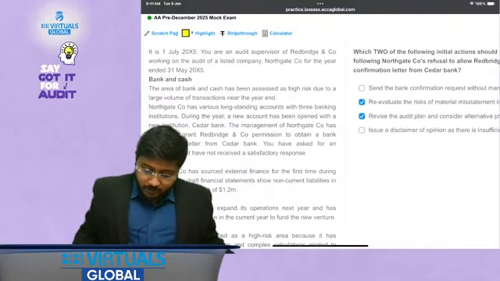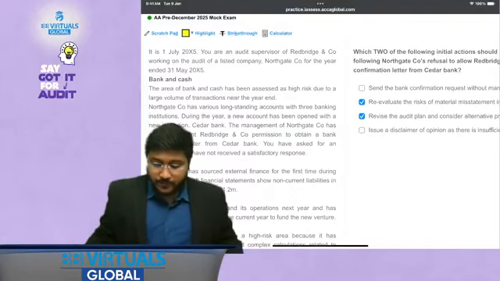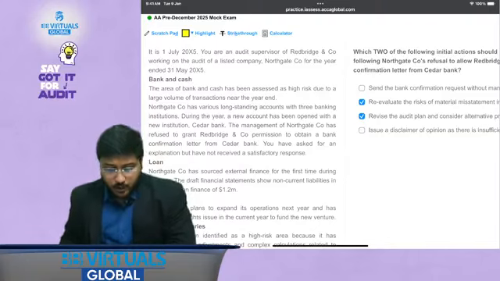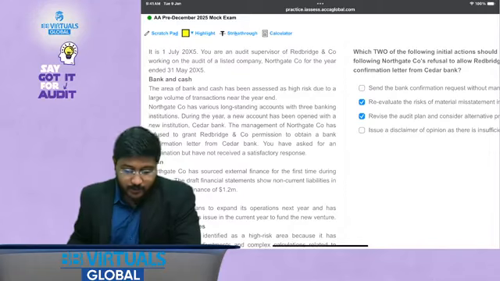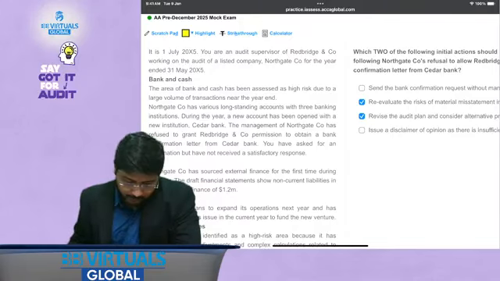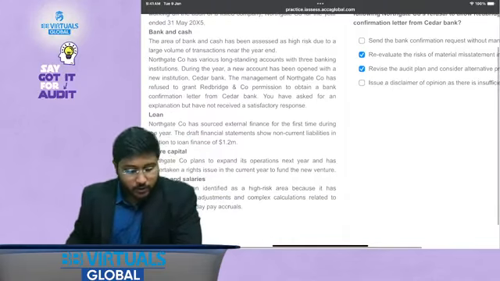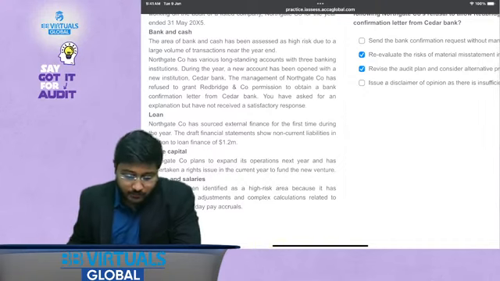Northgate Company has various long-standing accounts with 3 banking institutions. During the year, a new account has been opened with a new institution, Cedar Bank. The management of Northgate Company has refused to grant Redbridge and Company permission to obtain a bank confirmation letter from Cedar Bank. You have asked for an explanation but have not received a satisfactory response. Okay. Now for loan, Northgate Company has sourced external finance for the first time during the year.